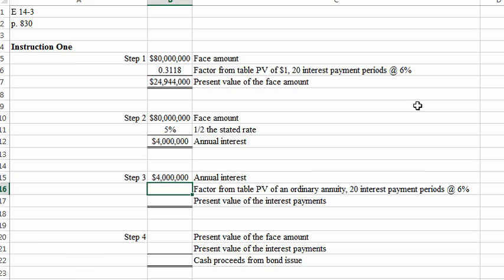We'll go to our present value of an ordinary annuity. Because interest payments are an annuity, you guys. Annuity just means equal cash payments over time. This is $4 million every 6 months for 10 years. That qualifies as, of course, equal cash payments over time. So we'll go to the present value of an ordinary annuity table on P-4 in the back of your book. 20 interest payment periods at 6%. $11.46992.